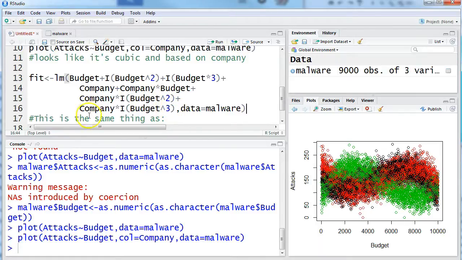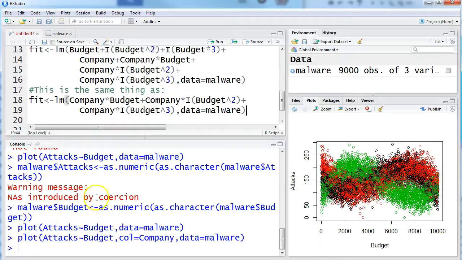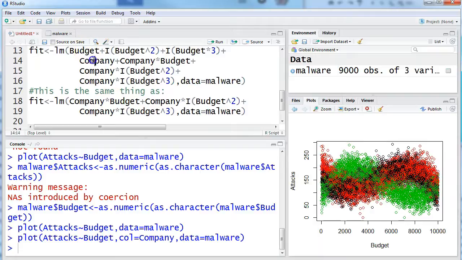Well, we can shorten a little bit, because if I have company times budget, then it's going to throw in budget and company automatically. That's an R trick. And if I have company times budget squared, it'll throw in budget squared and company times budget squared. So I can shorten it this much, but I can't say company times budget cubed and have R automatically give me the company times budget squared.